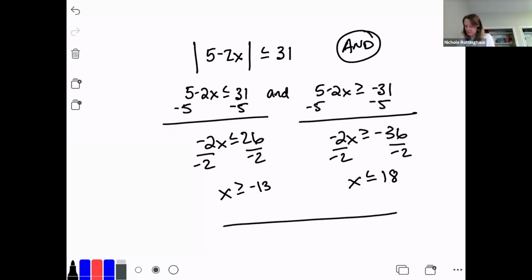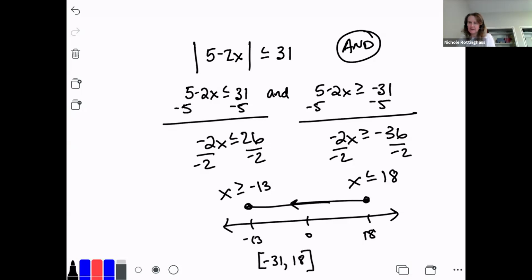So let's look on the number line and see if this works out. I've got negative 13, I've got 18, less than or equal to 18, greater than or equal to negative 13, looks good. And again, my interval notation would be bracket negative 13 comma 18 bracket. Okay.